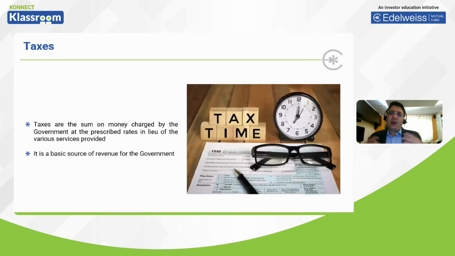Okay, let's start with what taxes really are. Tax is the most basic and primary source of revenue for the government. It is the sum of money which is charged to you by the government at prescribed rates in lieu of the services that the government provides. The tax money earned by the government, along with the other revenue streams it has, is then spent on various initiatives. It could be infrastructure development. It could be defense expenses and strengthening our defense needs. It could be on a lot of subsidies.